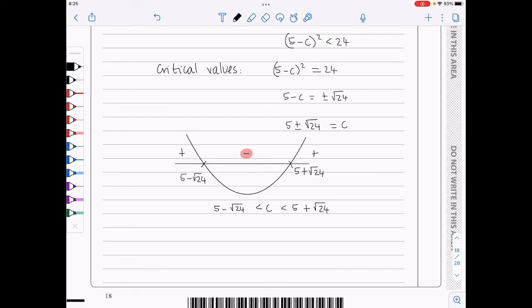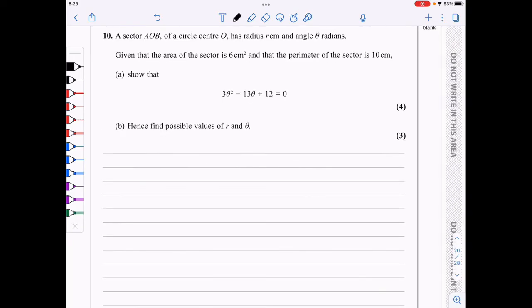It's the range of possible values for c. In 10, we've got a sector of a circle, center O, radius r, angle theta, in radians, and we are being given that the area is 6 square centimeters and the perimeter is 10 centimeters. And we need to show that 3 theta squared minus 13 theta plus 12 is 0. I draw a quick sketch just to have a graphical illustration of what's happening.